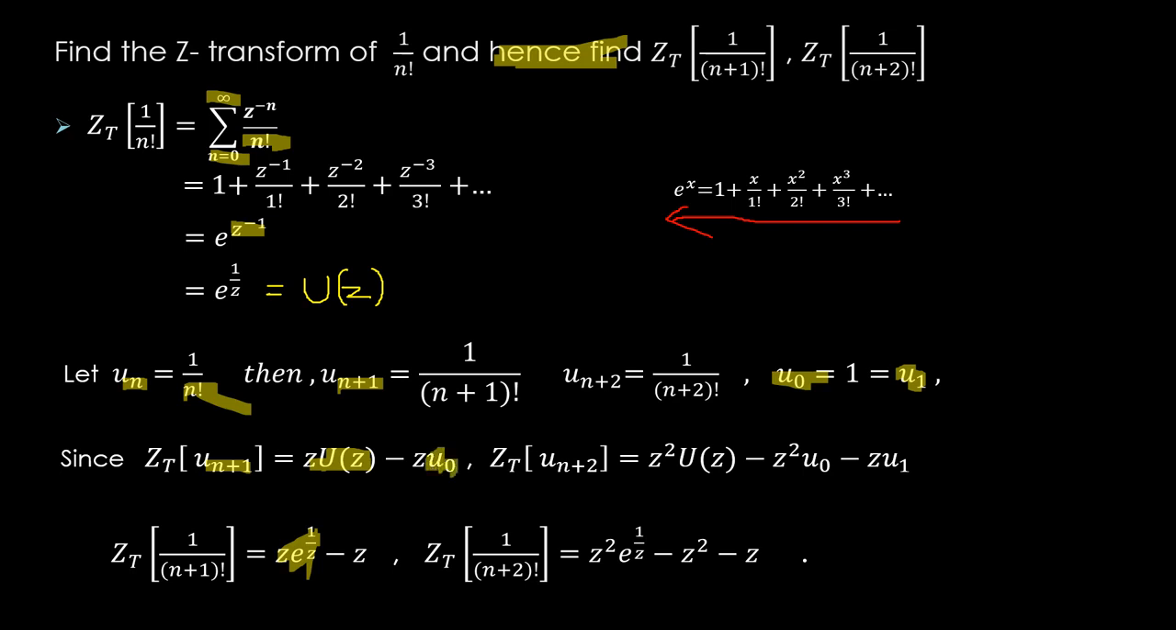So z into 1. Therefore z transform of 1 by (n+1) factorial is z into e to the power 1 by z minus z. Similarly, z transform of 1 by (n+2) factorial.